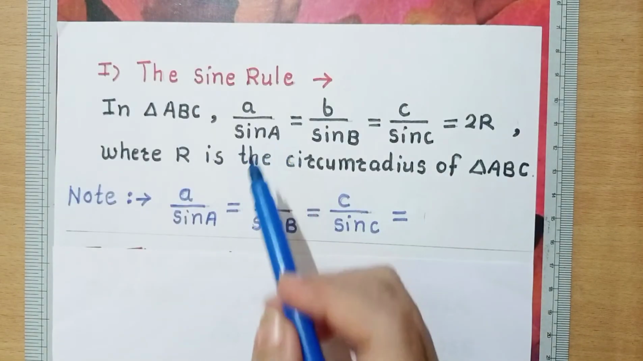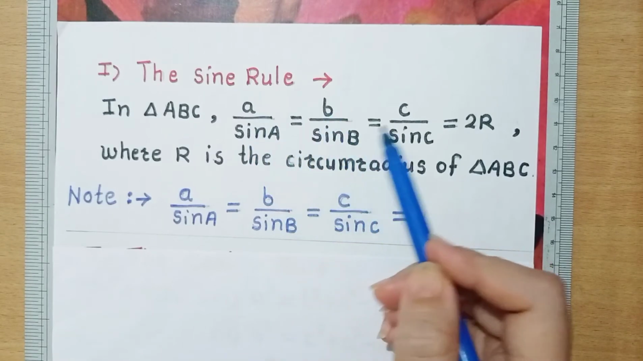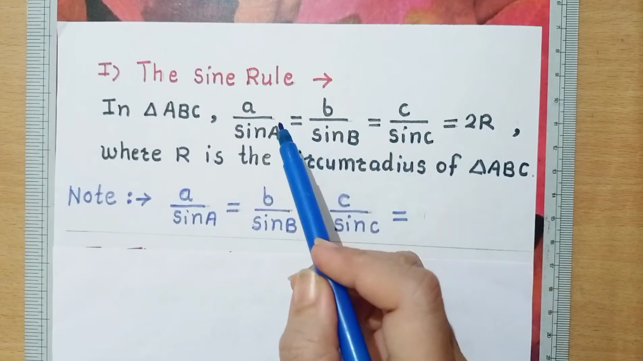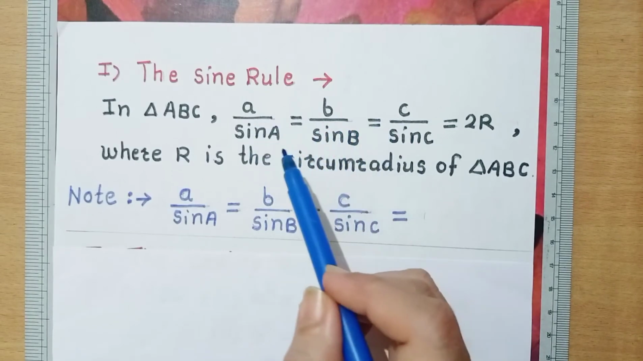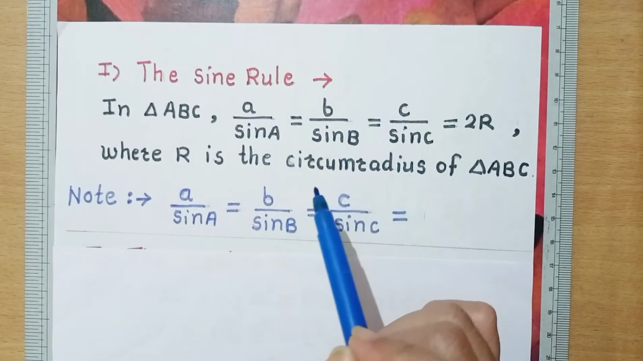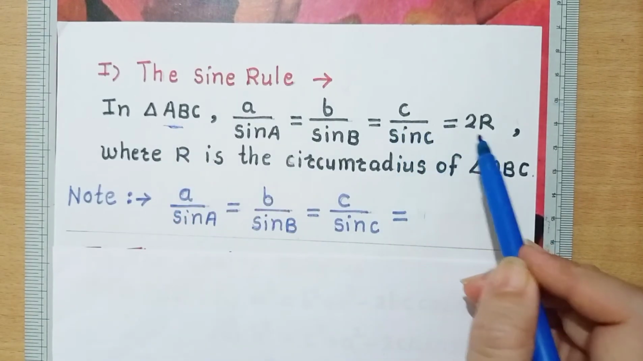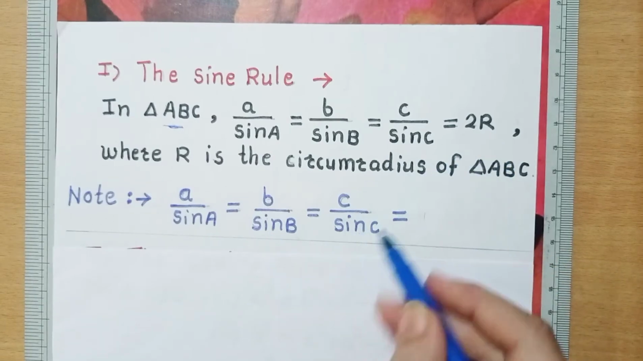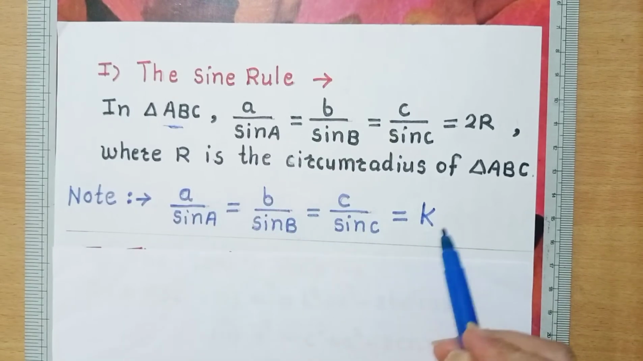This is sine rule. We know that a upon sine A equal to b upon sine B equal to c upon sine C equal to twice R. Also we know that a, b, c small letters are lengths of sides and capital A, B, C are angles of this triangle. And this equality equal to twice R, and since radius is constant, we can use K here also. Means we can use this form while solving examples.